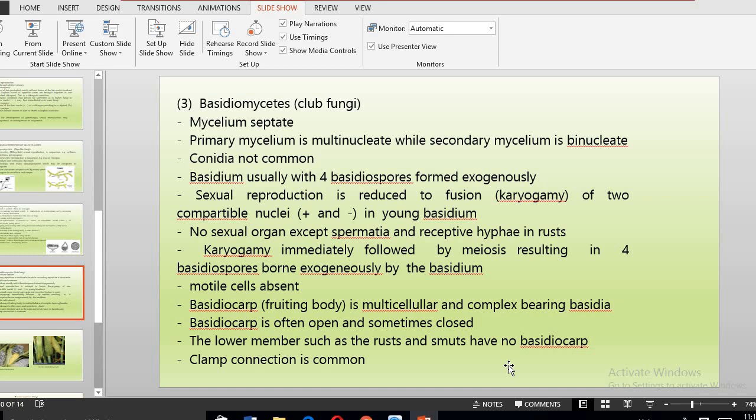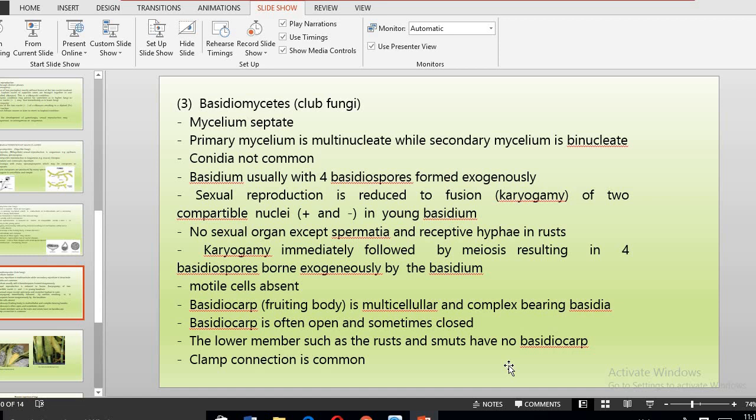Again, in this group of fungi, sexual reproduction is reduced to the fusion of the 2 compatible nuclei in the young basidium. There is no sexual organ except spermatia, which are receptive hyphae in rusts.